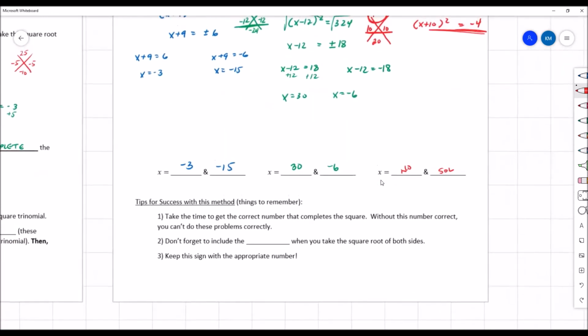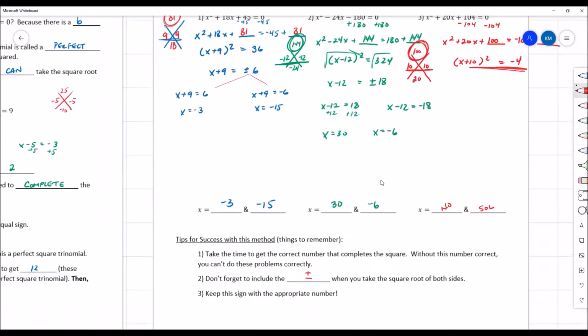Here are your tips for success. Take your time to get the correct number that completes the square. If you don't have the correct number, you're not going to be able to do these problems correctly. Don't forget to include the plus or minus when you take the square root of both sides. And then keep this sign with the appropriate number. I like to just separate it right away and write the problem twice. But make sure that you keep it with the appropriate number.